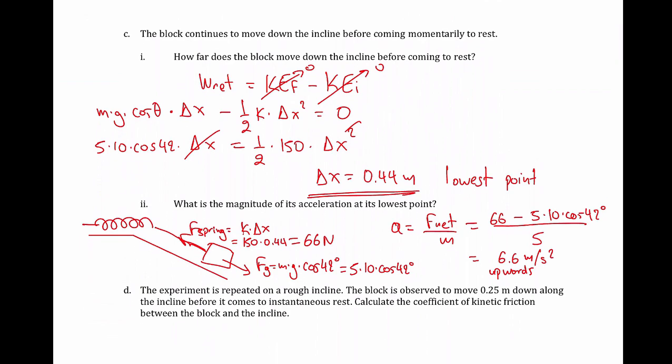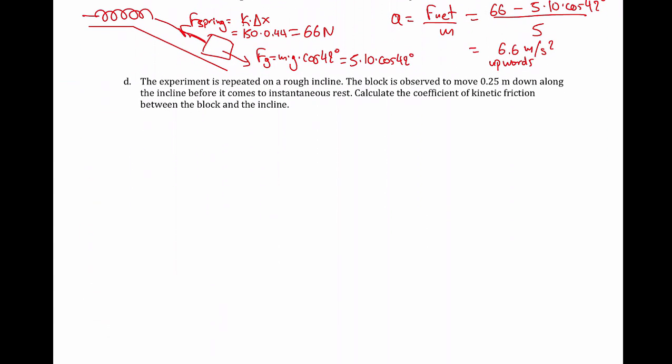And for part D, the question mentions that the experiment is repeated on an inclined plane with friction. The lowest position is 0.25 meters on the inclined plane, and we need to find what is the coefficient of friction. Now we can use a very similar method.